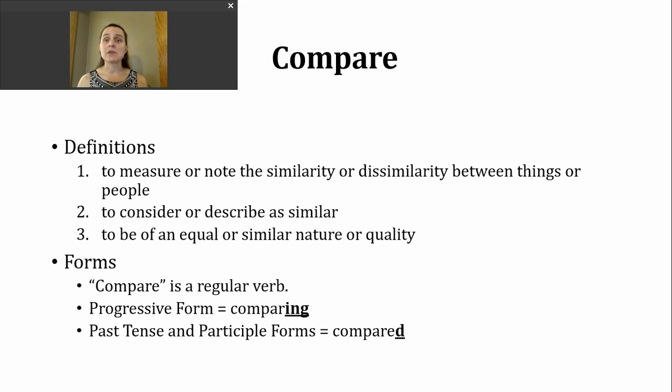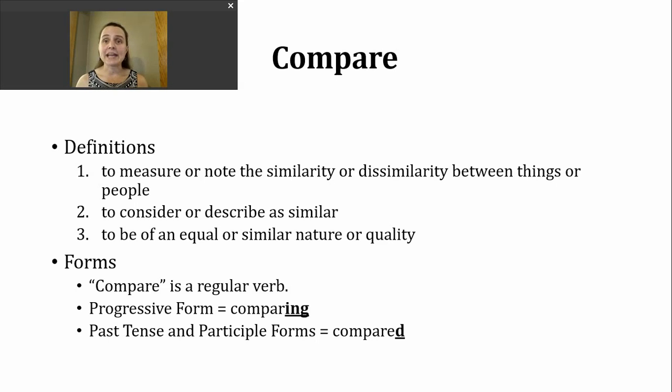The first way we use the verb compare is to mean to measure or note the similarity or dissimilarity between things or people. So in case the word similarity is new for you, that essentially means the same. Things that are either exactly the same or about the same. Dissimilar, of course, is going to be the opposite, so things that are different.